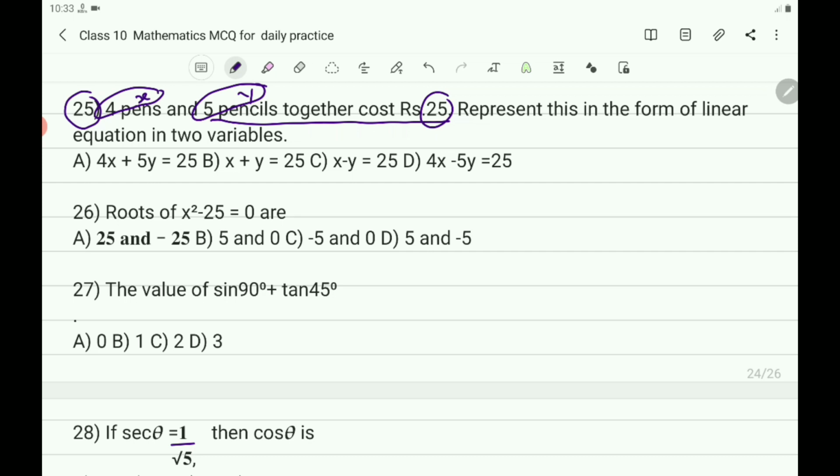So what is the answer here? 4x plus 5y equals 25. If you consider the number of pens is x, and the number of pencils is y, so 4x plus 5y equals 25.